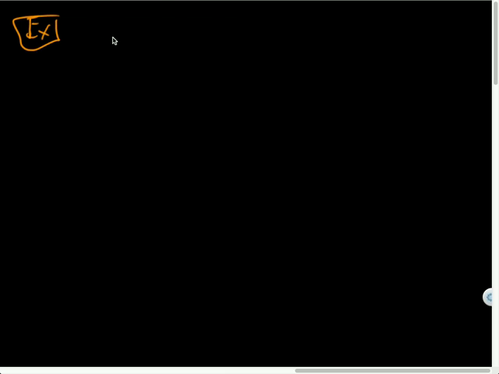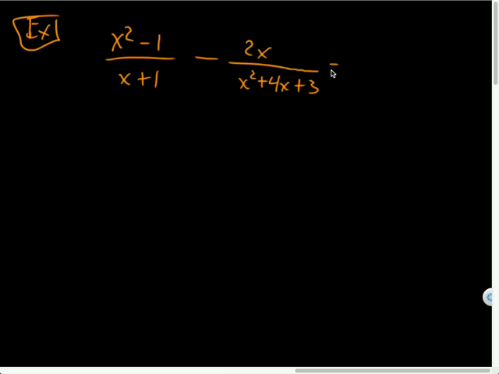Let's see. What if I have x squared minus 1 over x plus 1 minus, well, it's an ugly minus sign. Minus, let's say I've got 2x over x squared plus 4x plus 3. Equals, and let's say I've got, I don't know, 7 over x minus 1.